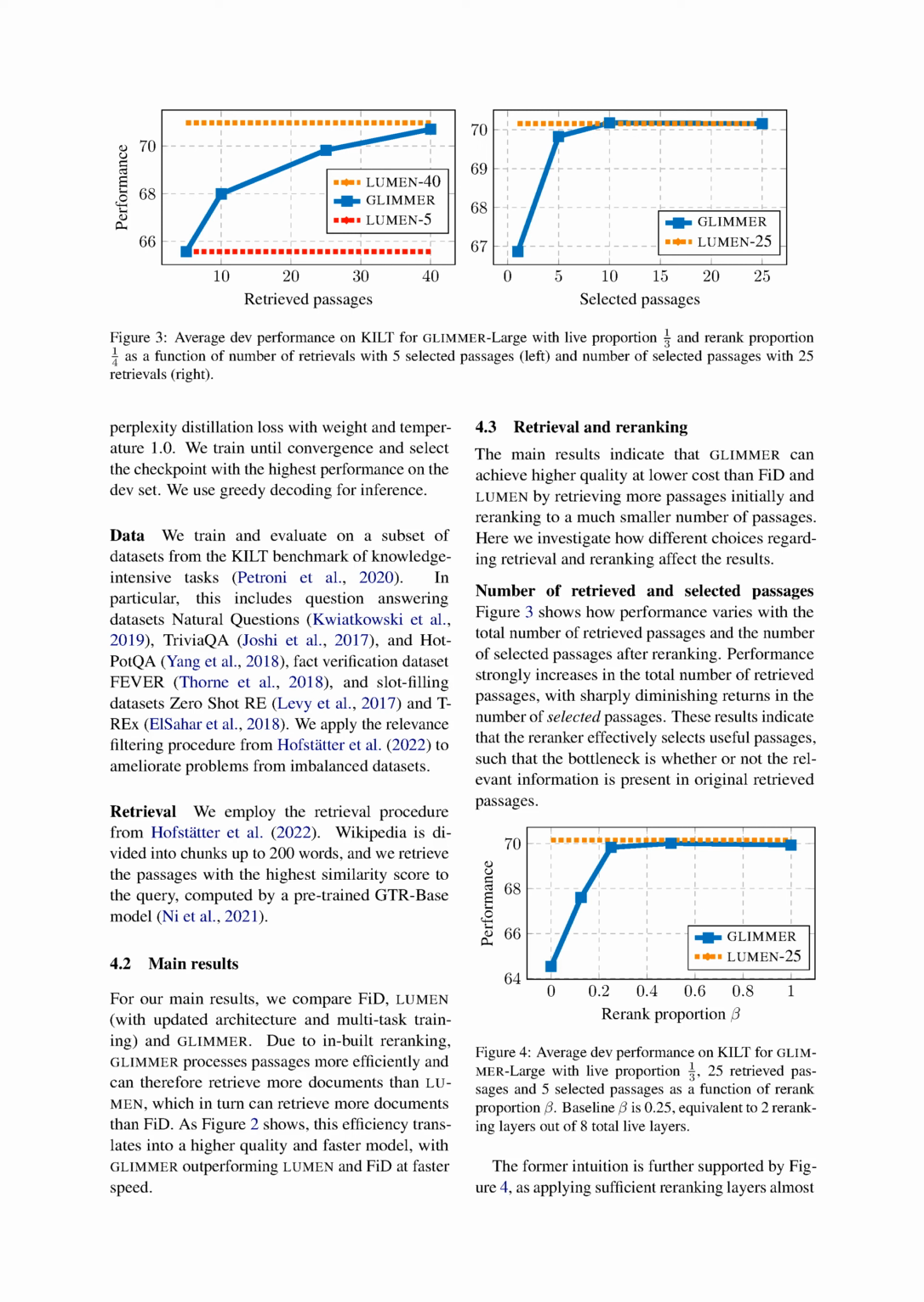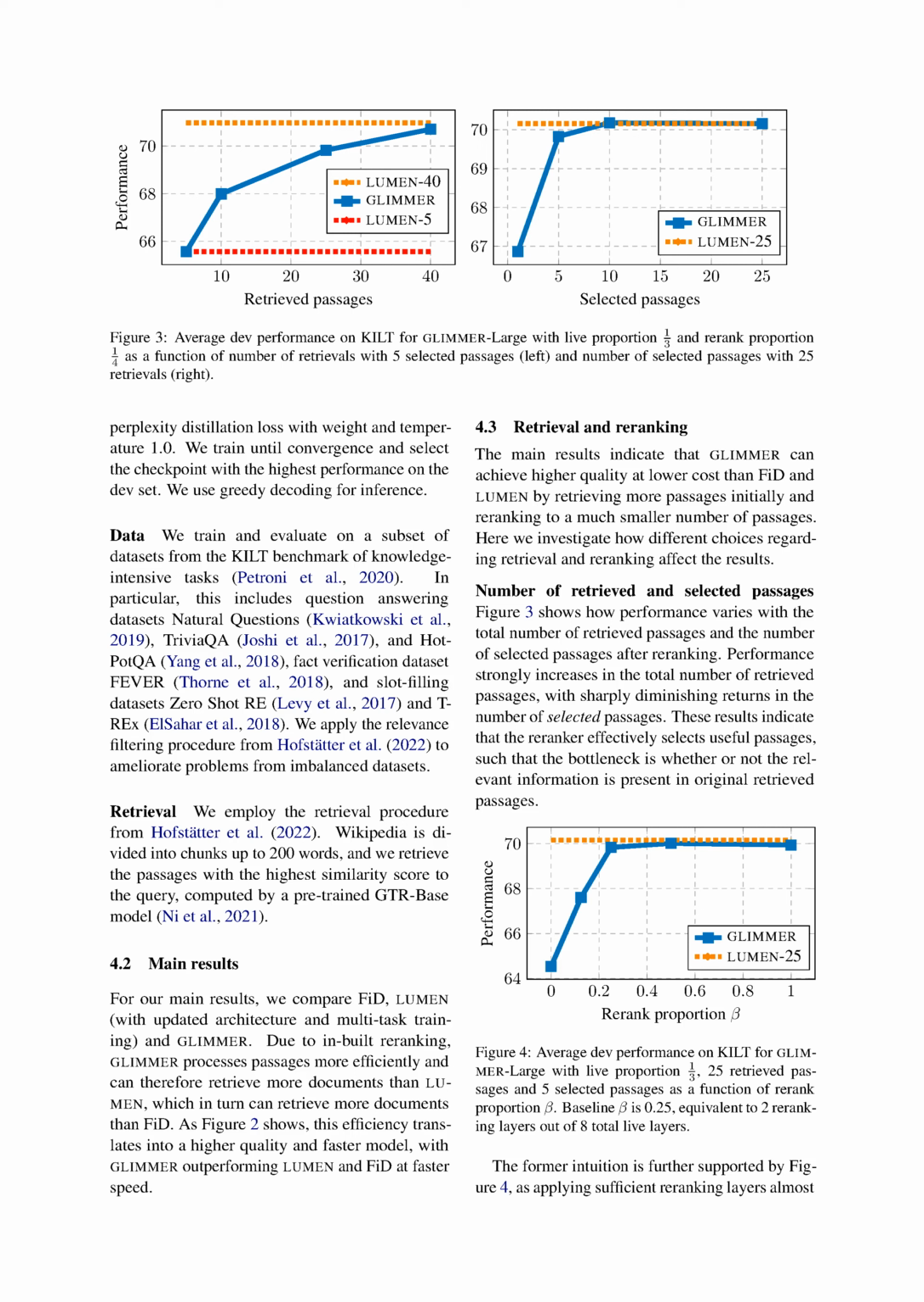Section Summary. The authors trained and evaluated their model on a subset of datasets from the KILT benchmark, including Natural Questions, TriviaQA, HotpotQA, FEVER, Zero-shot RE, and T-REx. They used a relevance filtering procedure to address imbalanced datasets and a retrieval procedure to retrieve passages with the highest similarity score to the query. The main results showed that Glimmer outperformed FiD in terms of efficiency and speed due to its inbuilt reranking.